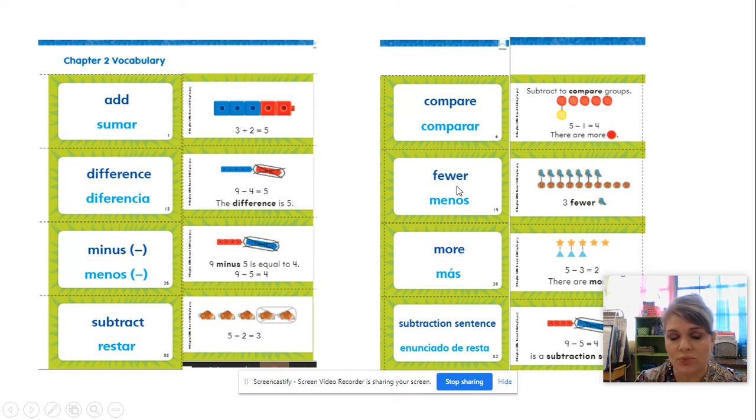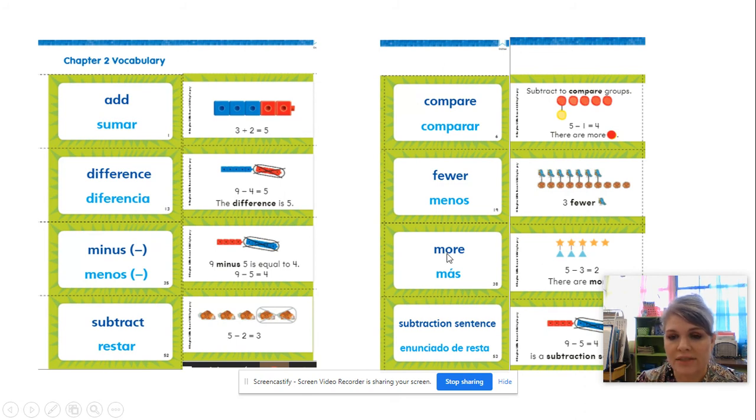Okay, look at the next one. We have fewer. Now look at the nests. There are a lot more nests than there are birds. So we are left with nests without birds. So there are 3 nests that do not have birds, so there are 3 fewer birds.